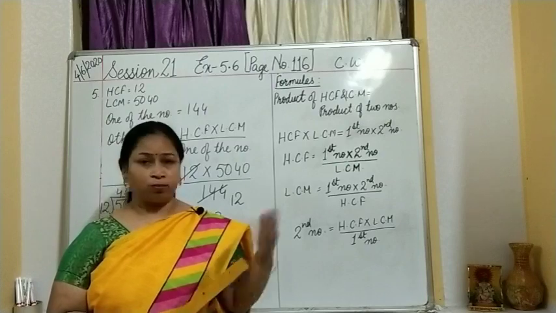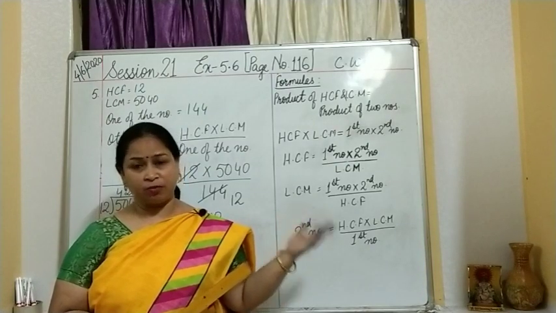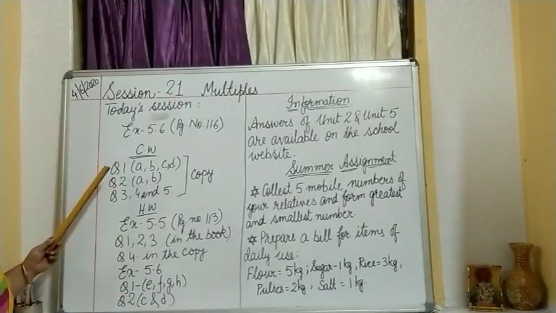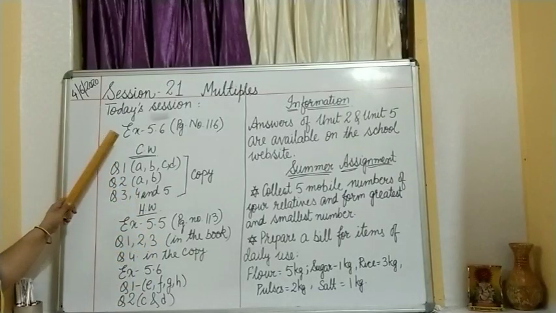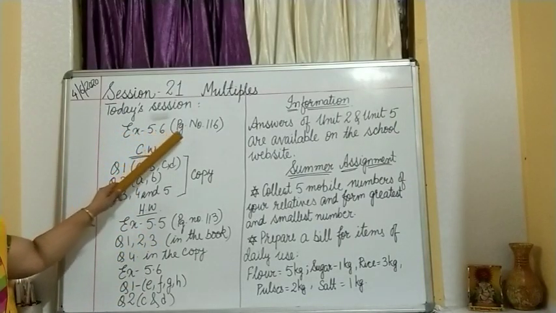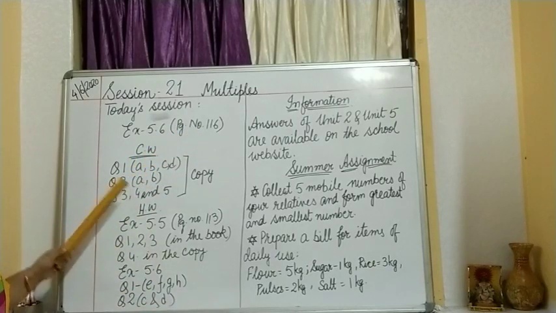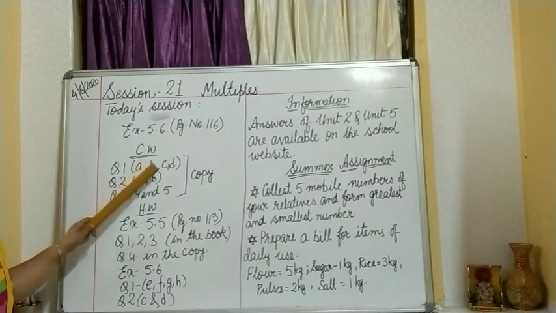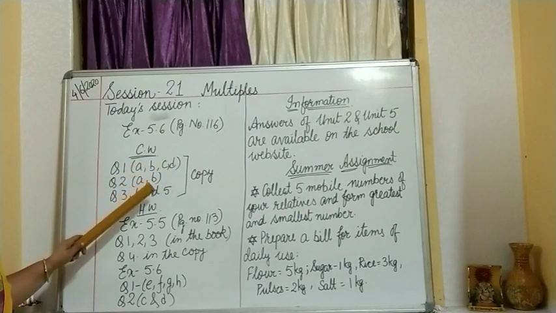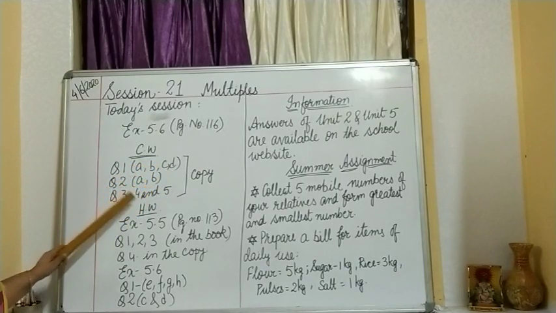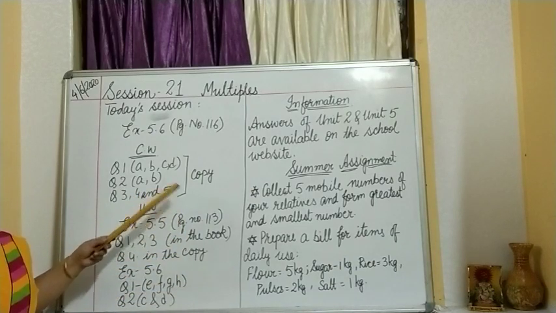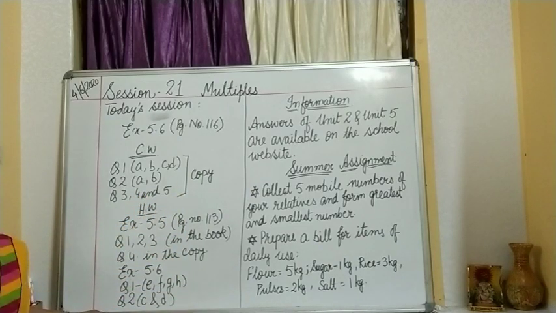Just before winding up, let me explain a few more things. Children, in today's session we completed exercise 5.6 given on page number 116. What work did we do as classwork? Question number 1, A, B, C, D we completed. Question number 2, two questions only. Then question numbers 3, 4 and 5, the problem solving questions, we have done. You have to do them in your mathematics copy.